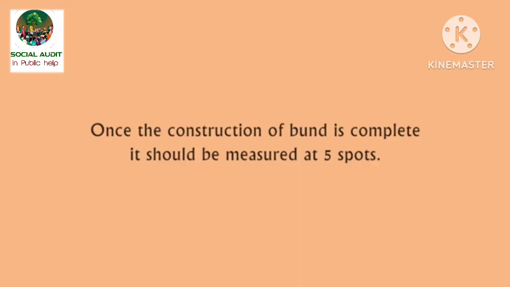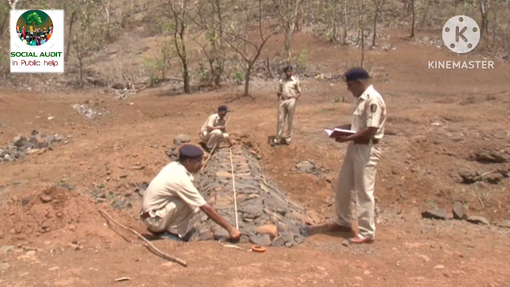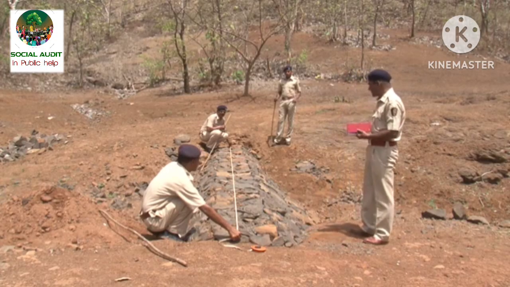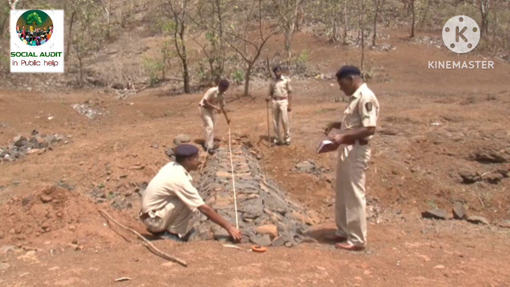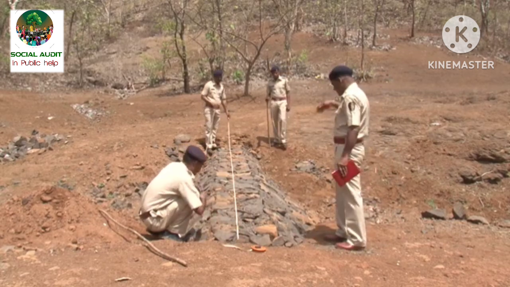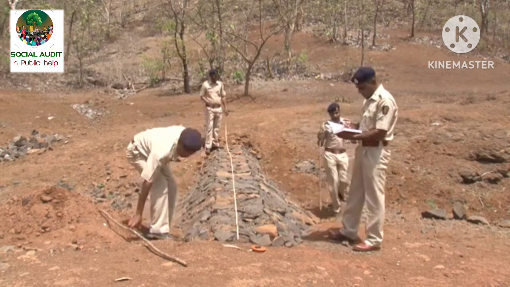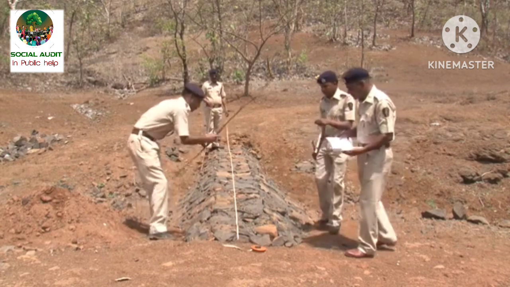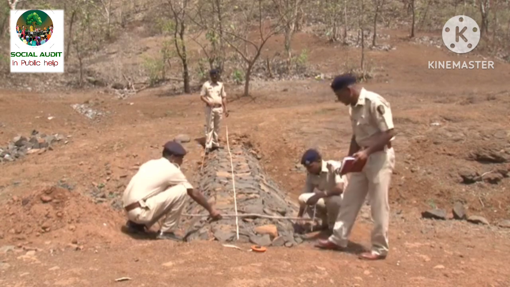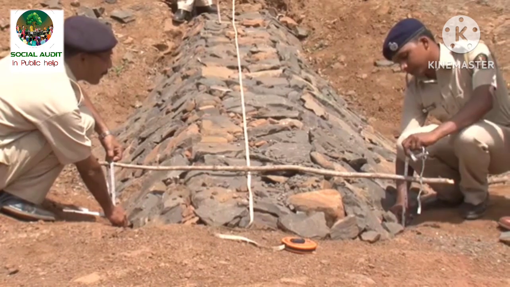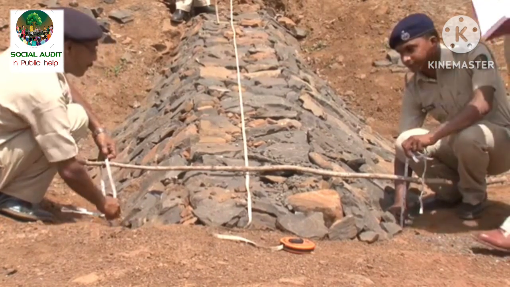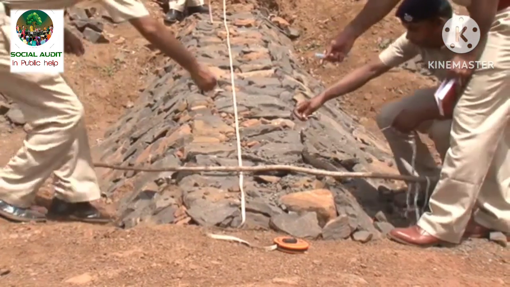Once the construction of bunds is complete, it should be measured at 5 spots. We will measure the bund at 5 spots. The first measurement will take 30 centimeters from the edge. We will measure the top width, bottom width, height at the upstream side and the height at the downstream side of the bund. Height on the upstream side measures 27 centimeter and the height on the downstream side is 24 centimeter.